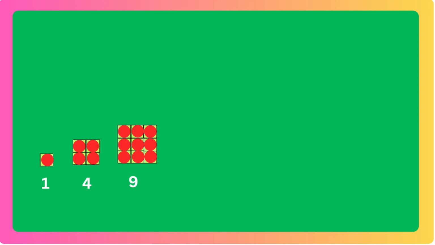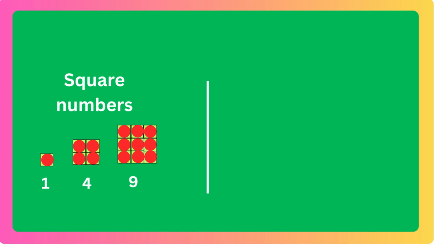So 1, 4, 9. Between the numbers 4 and 9 we have 6. Suppose we take 6. Can I arrange this 6 in a square pattern? No, we cannot arrange 6 in a square pattern. However we arrange, we will get a rectangular pattern, a 2 by 3 or 3 by 2 rectangle.